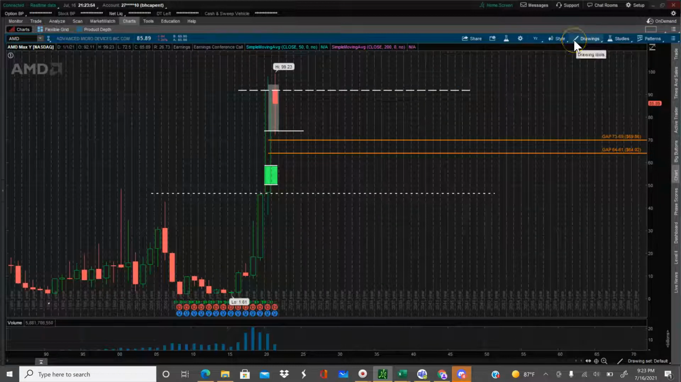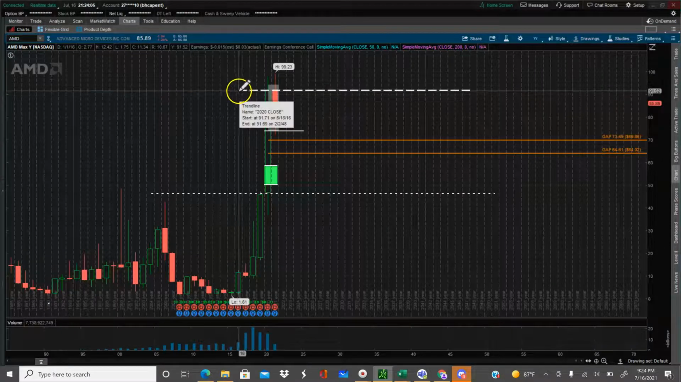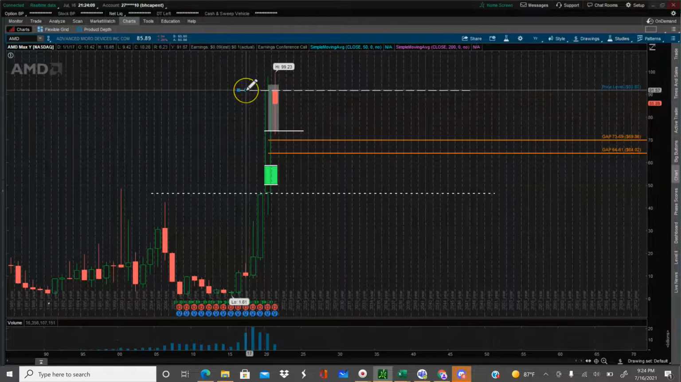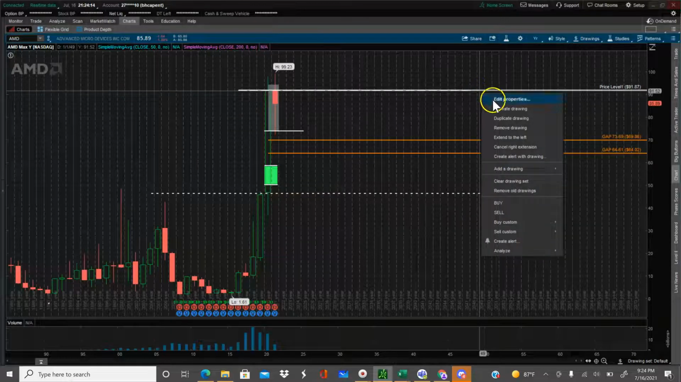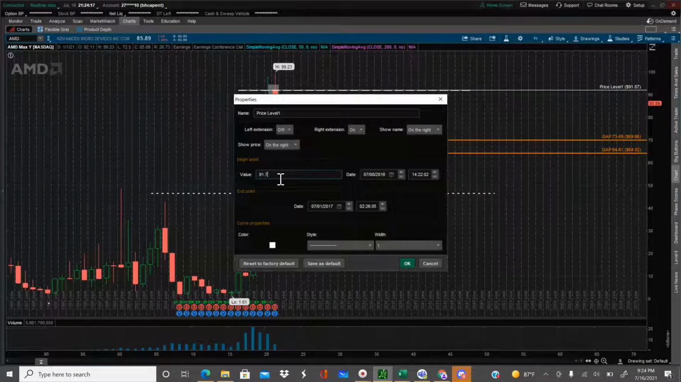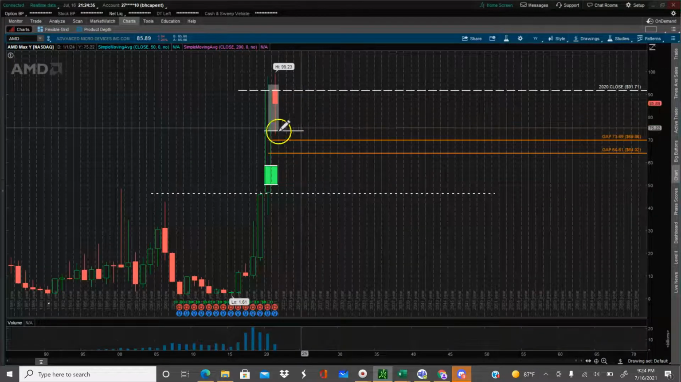So this is some sort of other drawing here, but I'm going to put a price level over top of this one. And 2020 close, I think I said it was 91.71. So that's where we'll put it. Call that 2020 close. And we're going to show it on the right. Widen that a little bit. And there we go. So we got 2020 close there.